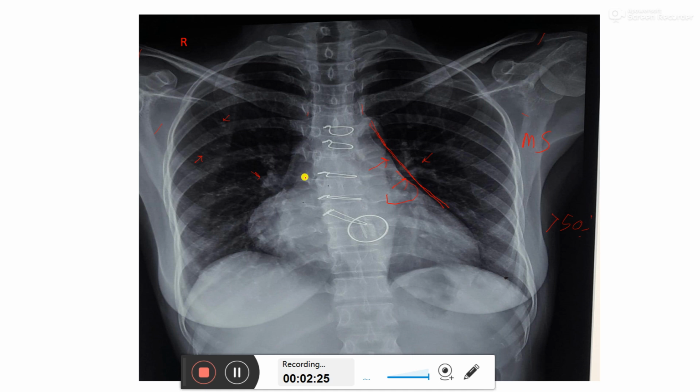Okay, and another thing you can look at here. This is the right side. This is enlarged, and one this and another this. You can see that it is called the double density sign. This double density sign is a feature of left atrial enlargement.